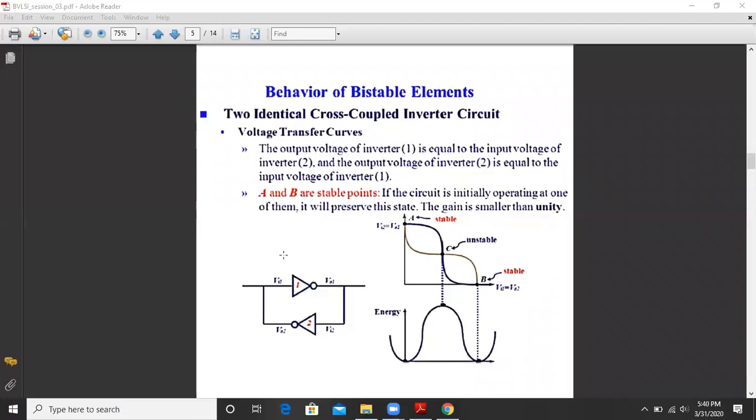So if a circuit is initially operating at one of the stable states, it will preserve that state. So as you can see from the energy analogy, these two states are stable, whereas this state is unstable. Let us look into further details.